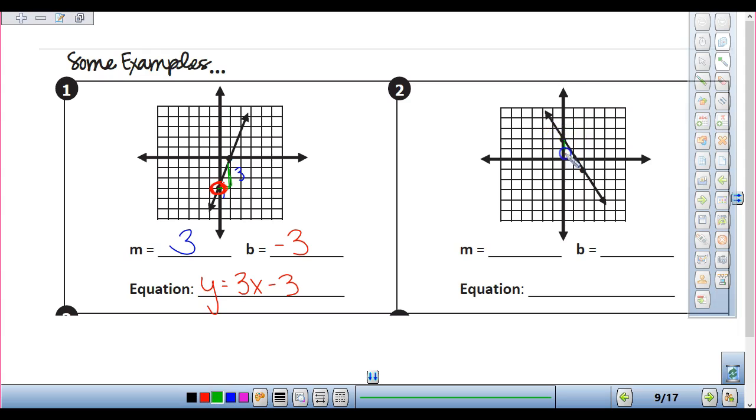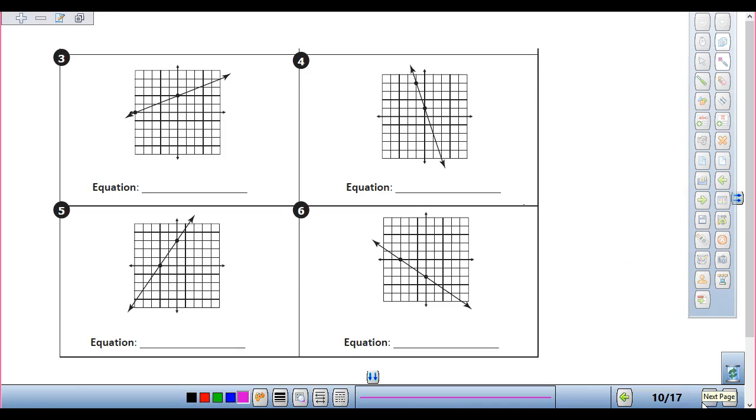And over here, what's my rise? My run is going uphill or downhill? Downhill, so my slope is negative 3/2. My y-intercept, where does it cross the y-axis? 2. So my equation? Y equals negative 3/2 x plus 2. Alright, do numbers 3 and 4.